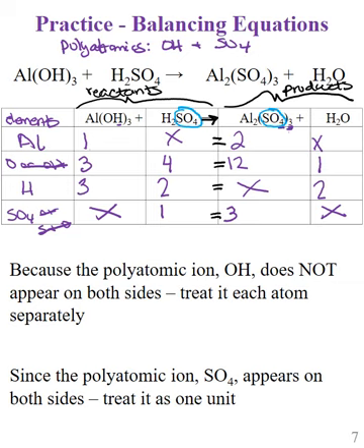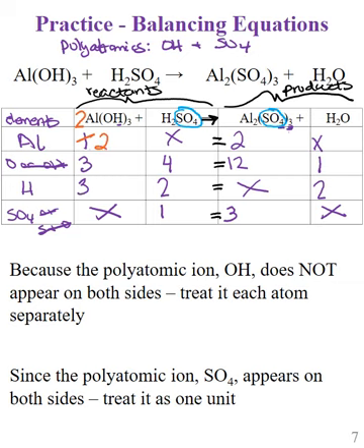Alright, so what we do is we look at our bigger molecules first and save our oxygens and hydrogens for last. So let's look at aluminum first. That's basically just a hint that helps you when you're doing these equations. How would I balance aluminum? Because I only have one aluminum on the left and 2 on the right, I'm going to put a 2 out in front. If I put a 2 out in front, that gives me now 2 aluminums.